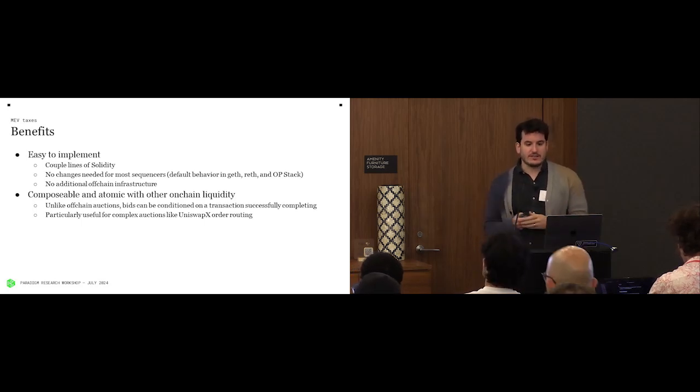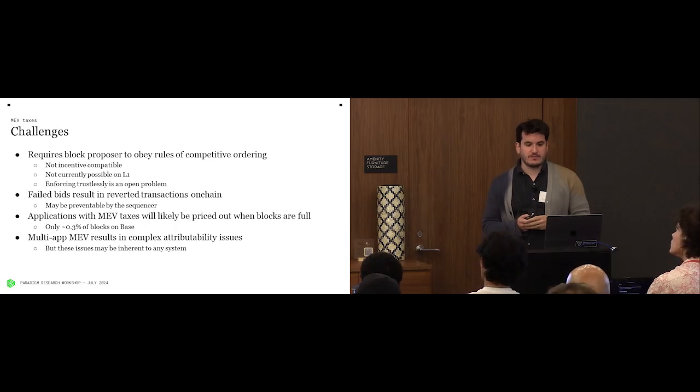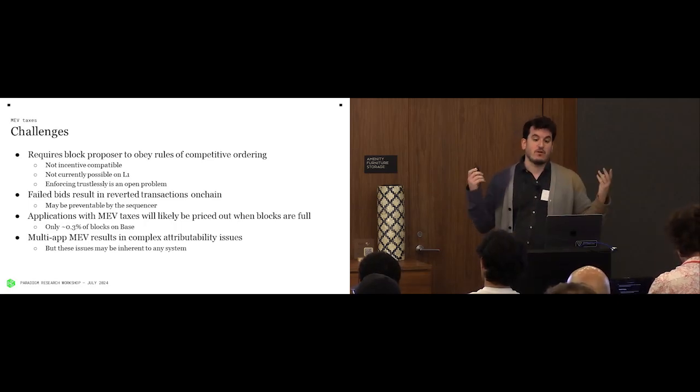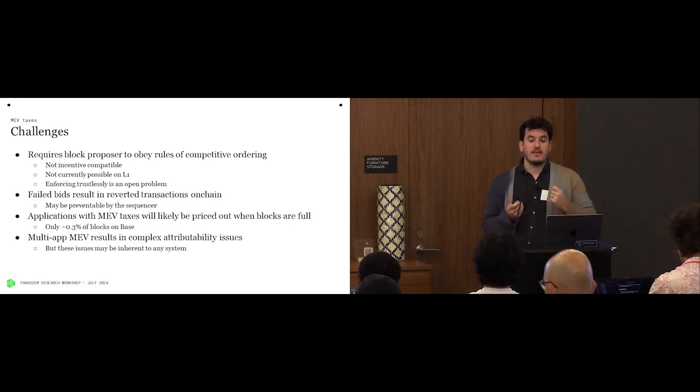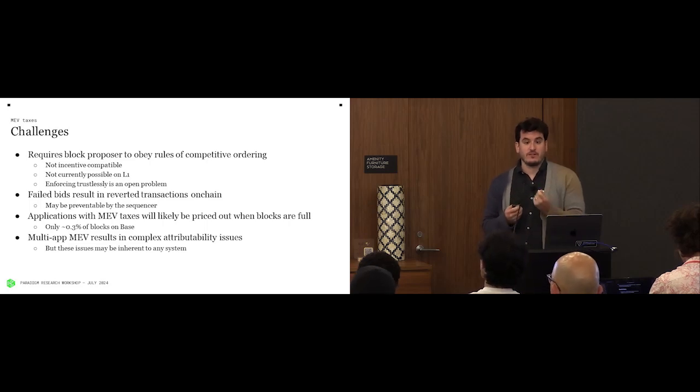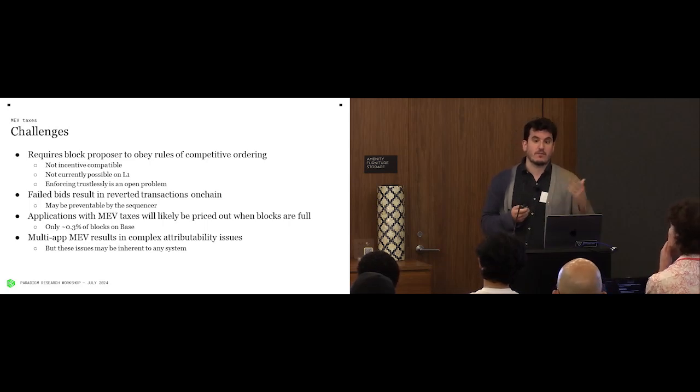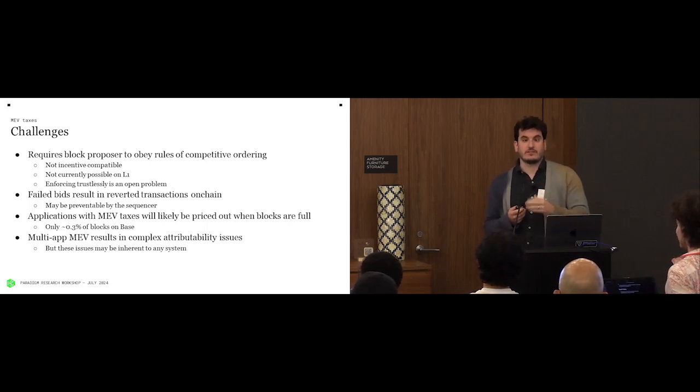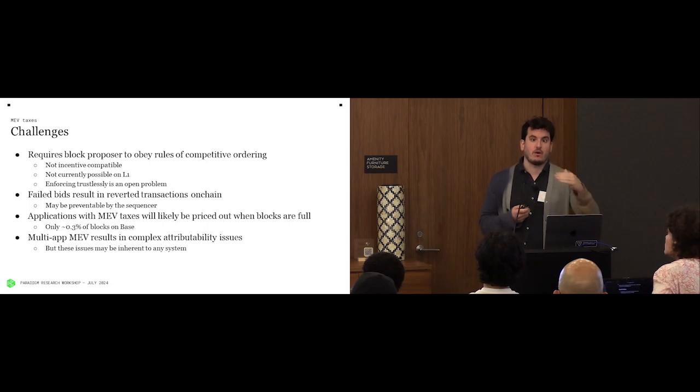But there are a lot of challenges that come with MEV taxes. One of the biggest ones is that it's not incentive compatible for the block proposer. For MEV taxes to work, the block proposer has to promise that they're going to obey these rules of competitive priority ordering. One of the most important of which, as Max talked about a lot, is not censoring transactions. Because if you can censor transactions from other bidders, other searchers, then you can potentially win with a lower priority tax and pay a lower MEV tax than you should.